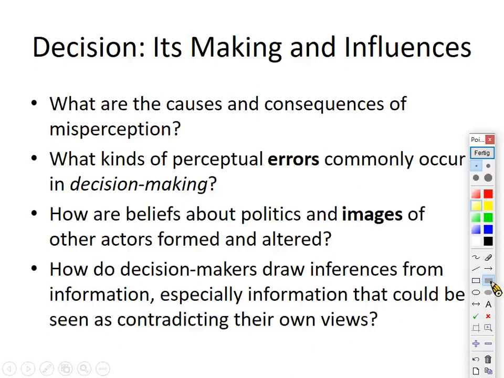So basically, there are some issues here. First one, for example, what are the causes and the consequences of misperceptions? We are not really in a good position to say, okay, I always make the right decision. Sometimes people don't. People always do things wrongly, always. You will be amazed to find out. And what kind of perceptual errors commonly occur in decision making?